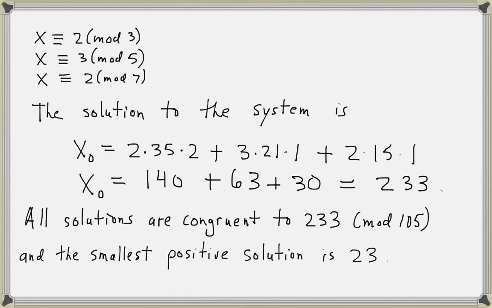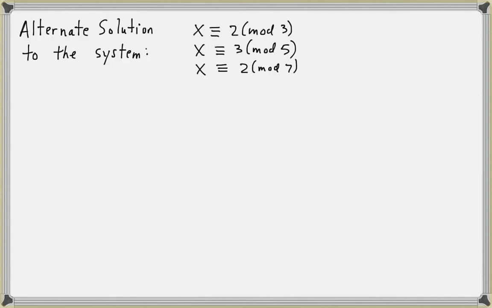So we used the Chinese remainder theorem, and we used the construction of x0 to generate a solution. I'm going to show you an alternate solution to this same system. What I'm first going to do is find a solution to the first two congruences. X is 2 mod 3 and X is 3 mod 5. So first, I'm going to solve just the first two congruences.